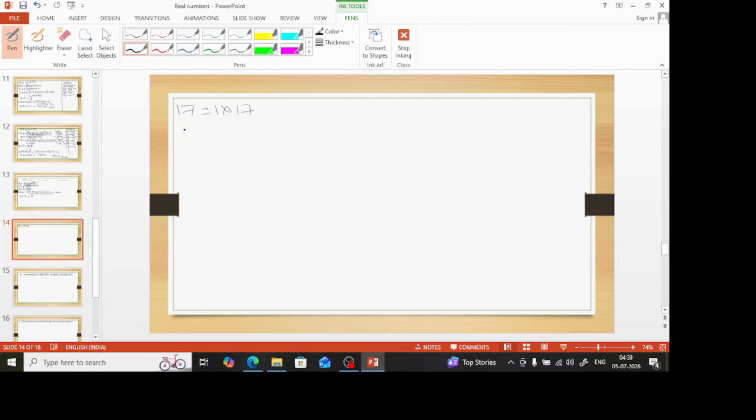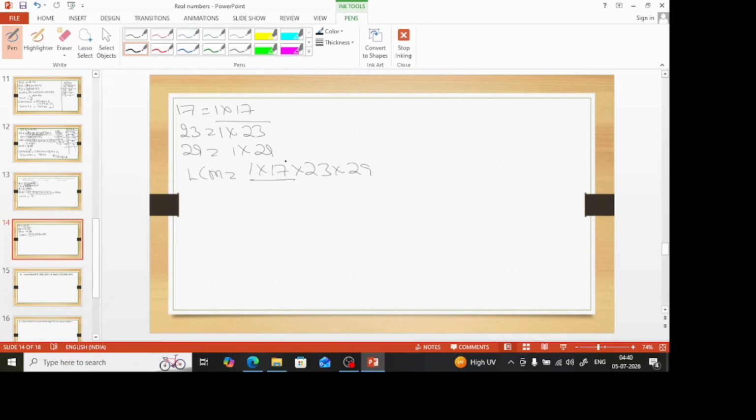Then 23. Prime factors of 23 are 1 into 23, or only 23. Prime factors of 29 are 1 into 29, or only 29. LCM is 1 into 17 into 23 into 29. Why 1 into 17? If you multiply 1 into 17, it means 17 only. So first we have taken 1 into 17.